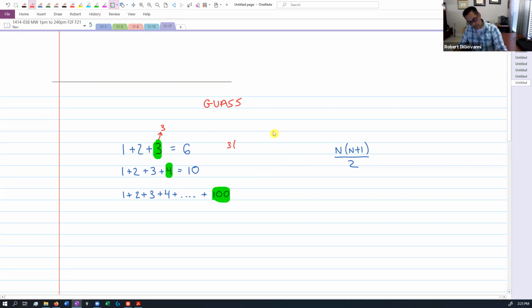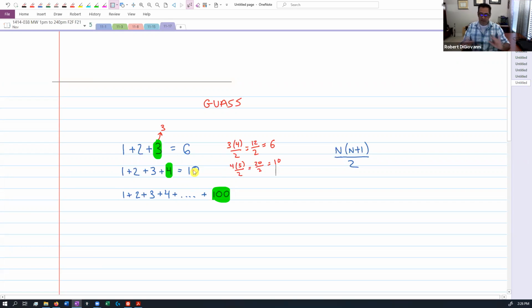3 times what? 1 + 3, right? So 3 times 4. Take that, divide it by 2. That's 12 divided by 2. That gives you 6, right? Now, if you do 4 in there, you multiply 4 times 1 + 4, which is 5. Divide that by 2, and you get 20/2, and that's 10. And that's this number, right?